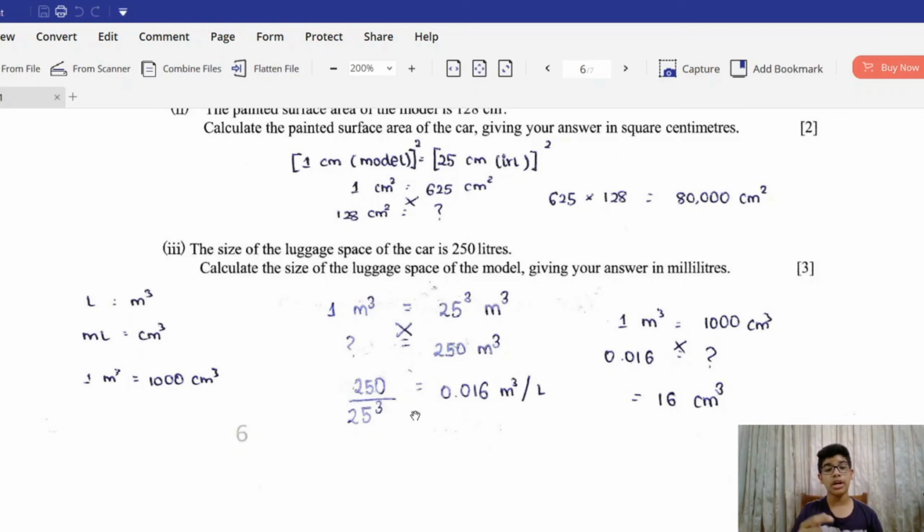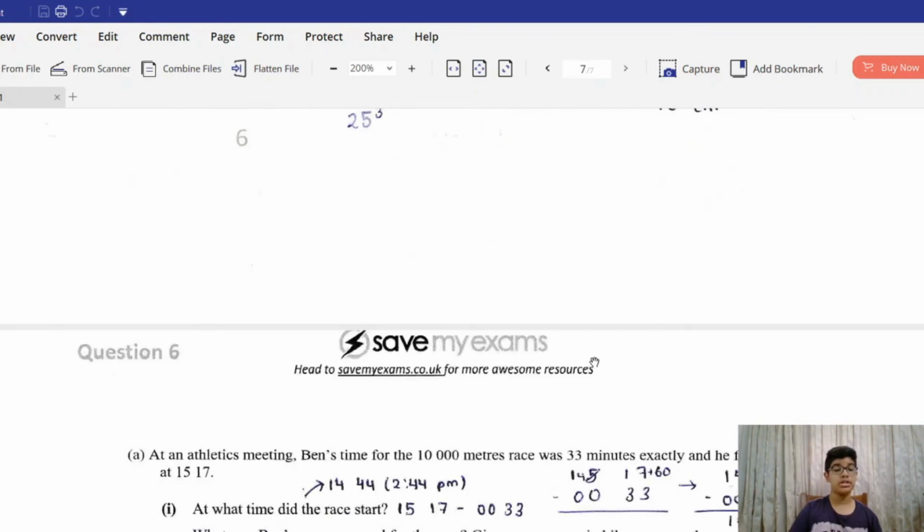Now we need to convert this to milliliters. Yeah, I noticed I made a mistake. I haven't written it in milliliters. Please ignore this and assume that that is milliliters. So if 1 meter cubed is 1000 centimeter cubed, so 0.016 is what? So basically assume this is liters and this is milliliters. So take 0.016 liters, multiply by 1000, and you get that the answer is 16 milliliters of volume of luggage space. That's the volume of luggage space.